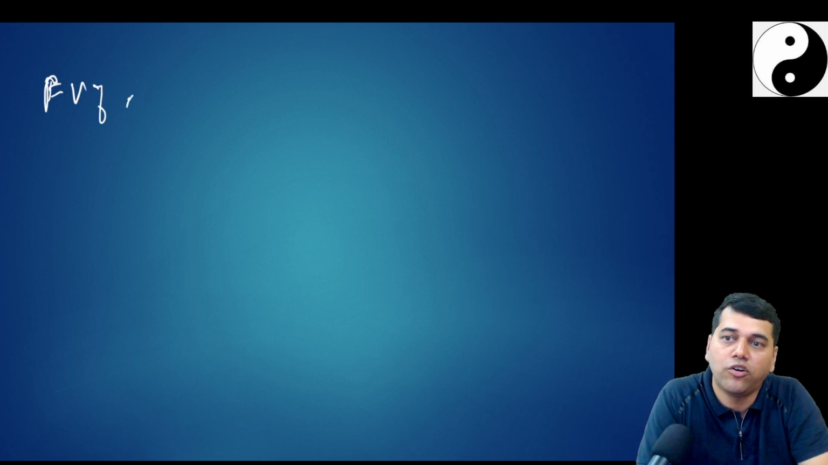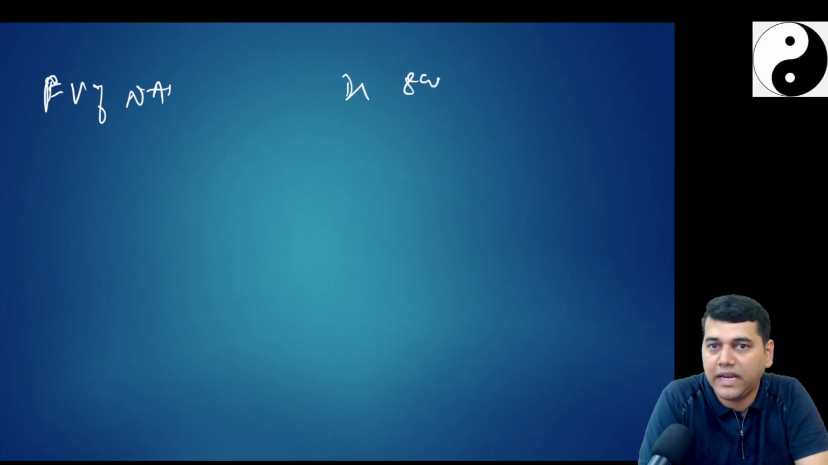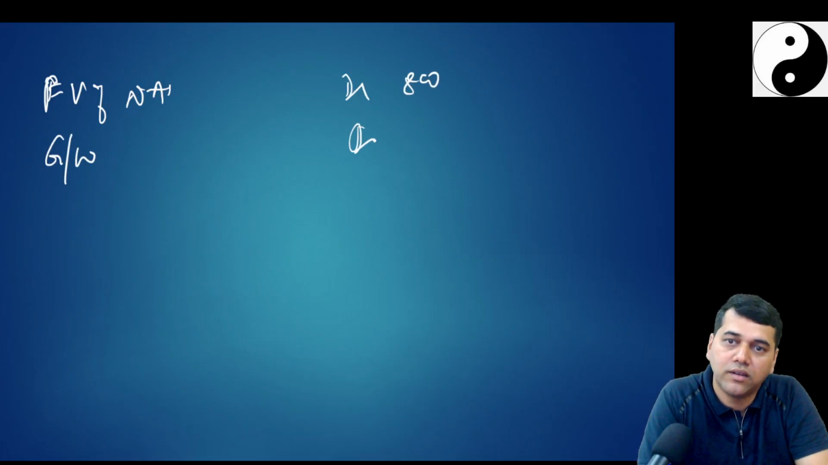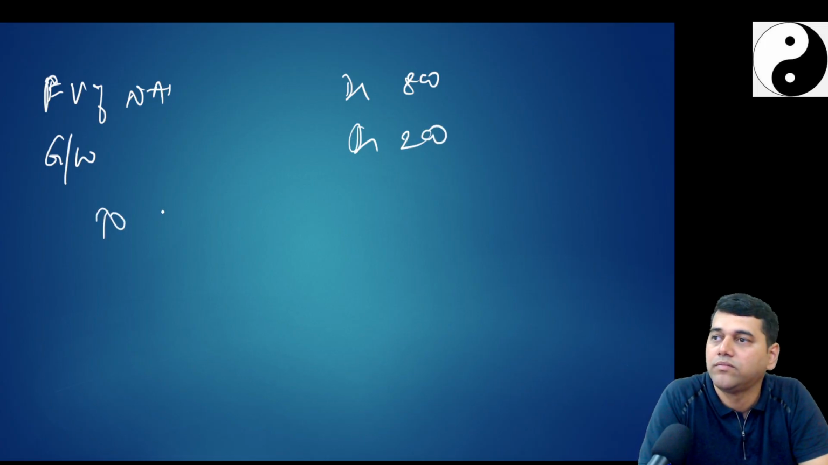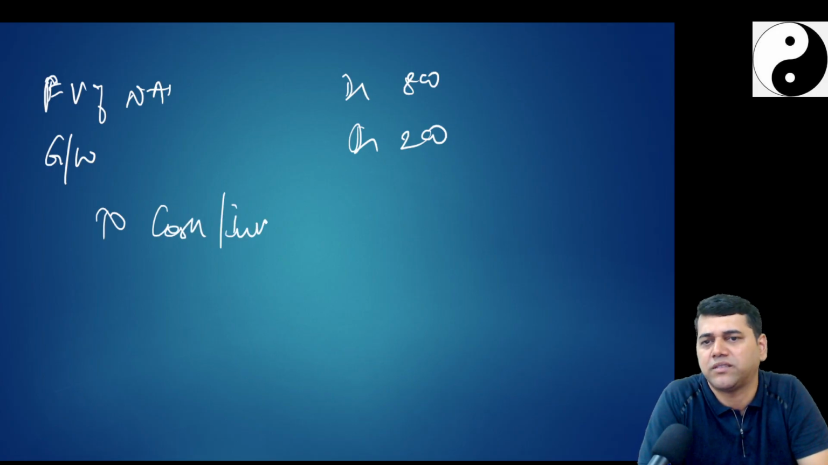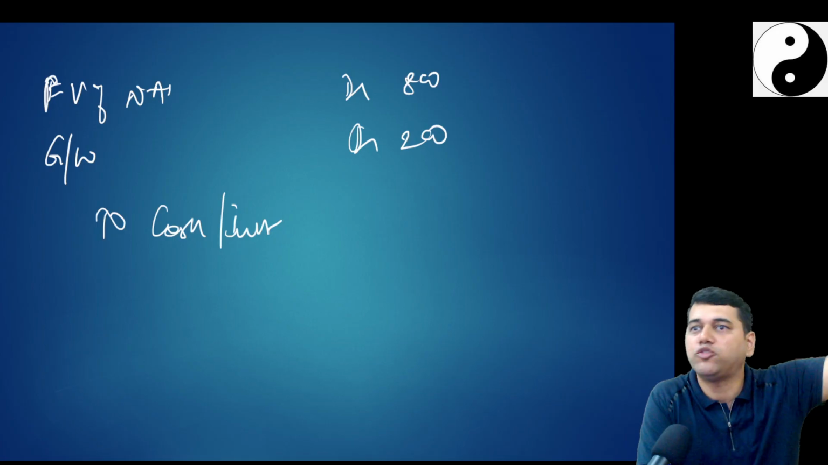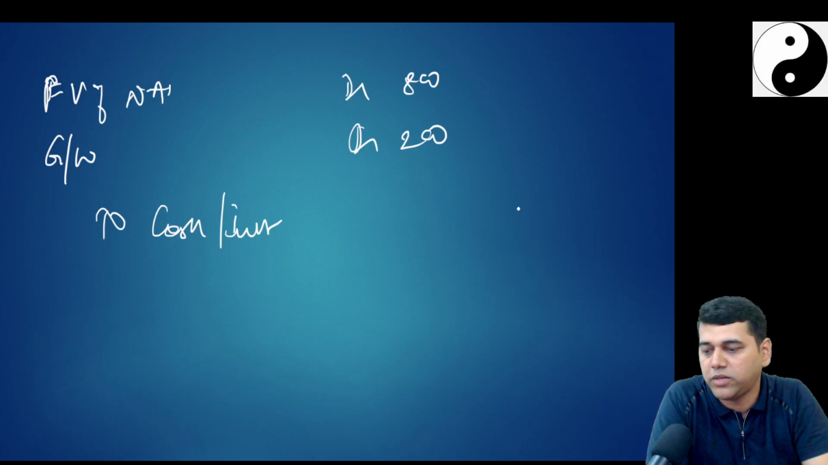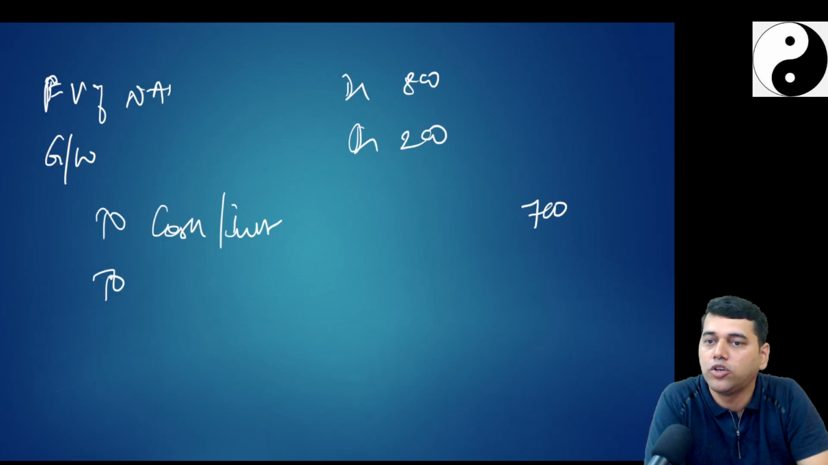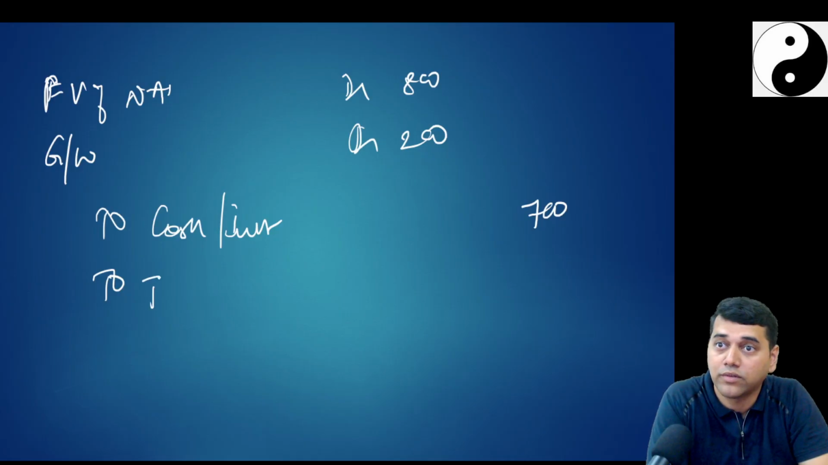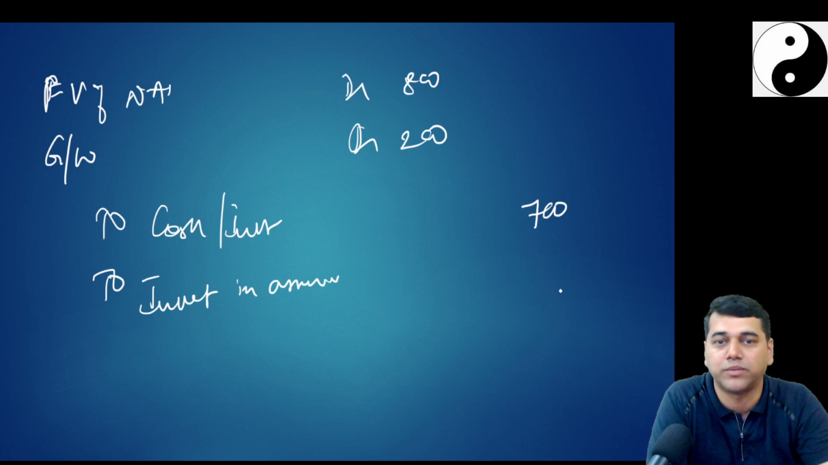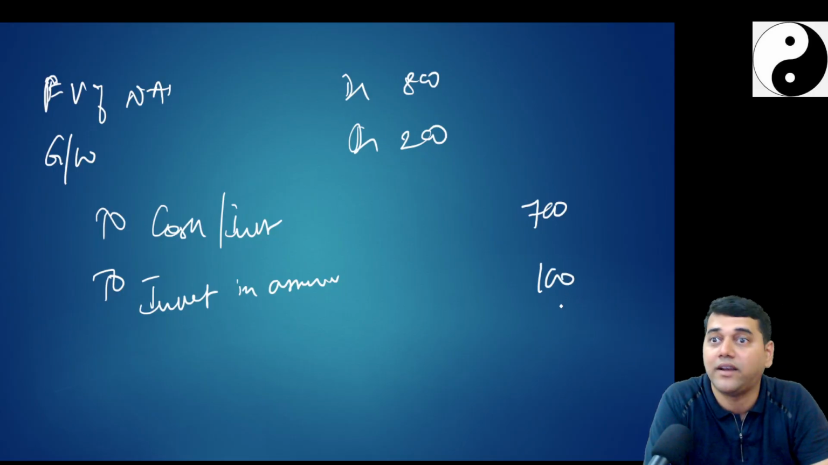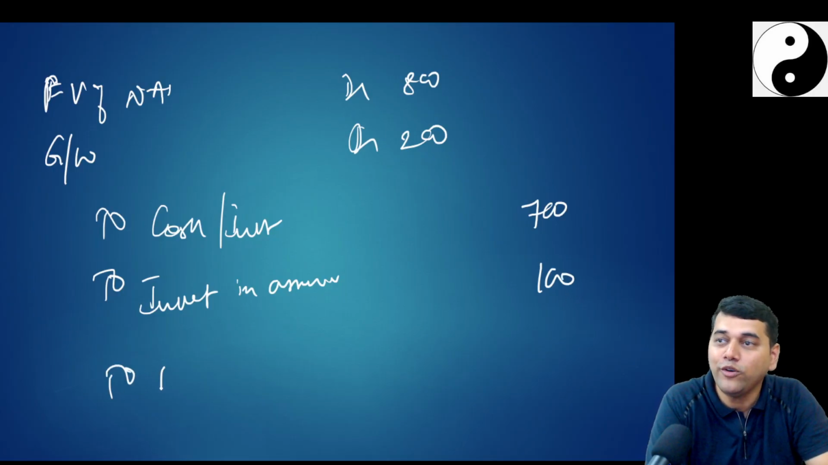Look at your working notes. Fair value of net assets, how much? 800. Then goodwill 200, to cash. Somebody will say investment. It doesn't matter, because investment to cash you must have already passed in SFS. Now it's getting consolidated, meaning investment gets eliminated or cash gets eliminated. How much? 700. To not fair value, investment in associate, because fair value is for our calculation purpose. How much? 100. 100 to P and L.